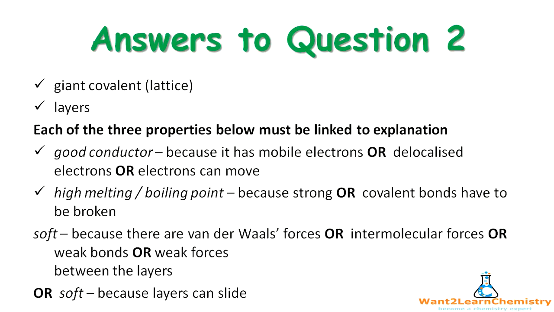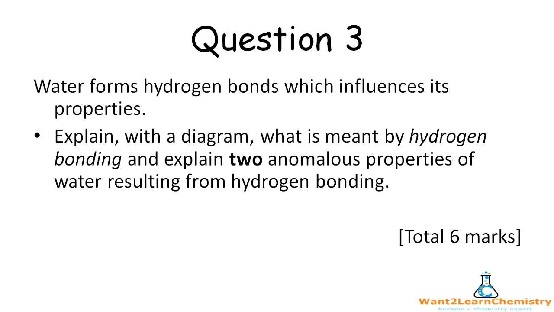In your answer, you must say giant covalent lattice, there are many layers, and each of the 3 properties below must be linked to the explanation. So if it's a good conductor, it's because it has mobile electrons or delocalized electrons, or electrons can move. If you mention high melting or boiling point, it's because strong covalent bonds have to be broken. If it's soft, it's because there are van der Waals forces or intermolecular forces or weak bonds or weak forces between the layers, so layers can slide.